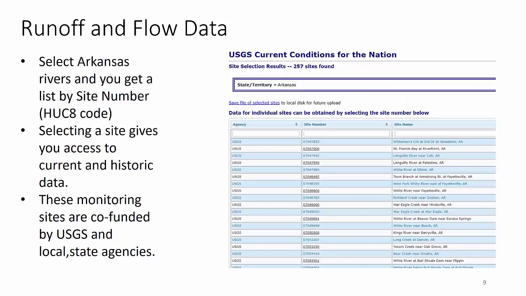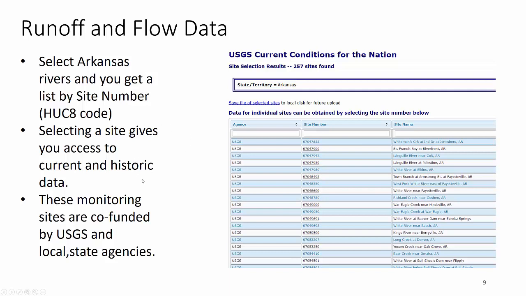As we look at runoff and flow data, we select a state, and we can get the site numbers, which happen to be the 8-digit hydrologic unit codes for the sites. And we can see sites like Whiteman's Creek at Indian Drive at Jonesboro, Arkansas, very specific, or War Eagle Creek at War Eagle, Arkansas, White River at Bull Shoals Dam near Flippin. We also have White River at Elkins, Town Branch at Armstrong Street, Fayetteville, Arkansas. And so we have sites that are uniquely located around the state.